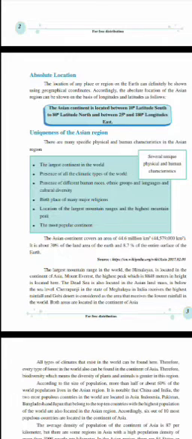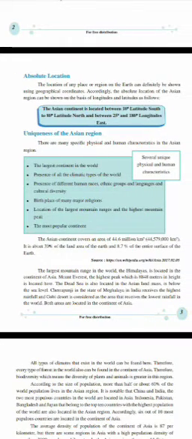Under physical features, we can talk about three features. They are the largest continent in the world, all types of climates can be seen, and the location of the largest mountain range and the highest peak. Under human characteristics, we can also talk about three features. They are presence of human races, ethnic groups, languages, and cultural diversity, and also birthplace of many major religions, the most popular continent.